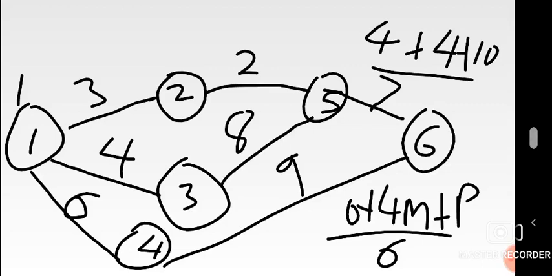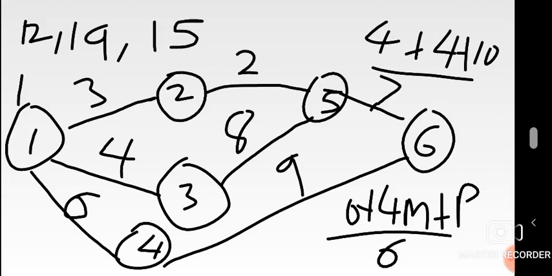There's a route from 1, 2, 5, and 6. What are the figures along that route? 3, 2, and 7. Total, we should get 12. Next, going to 6, you can use route 1 to 3, 3 to 5, 5 to 6. There's 12 plus 7, which is 19. Possible route, 19. Next, 1 to 4, 4 to 6. Answer there, 15.